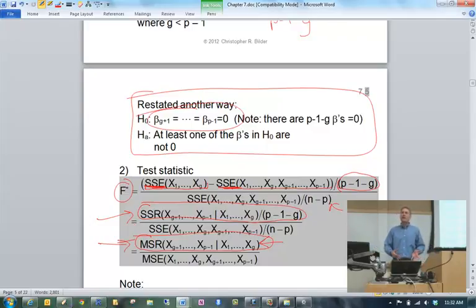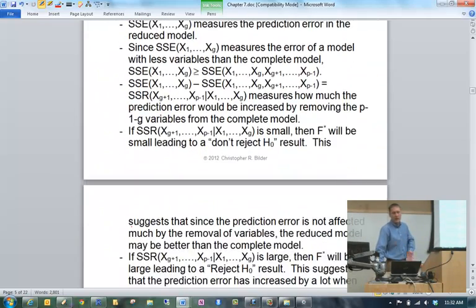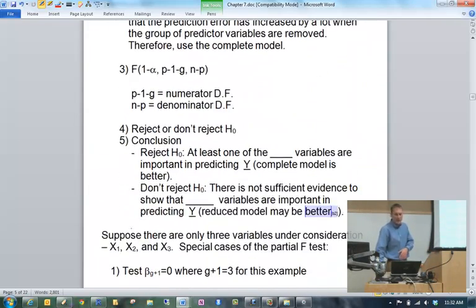So how do we decide if we reject or don't reject H0? Look for large values of F star. Large values indicate something's going on with these additional variables. They are helpful. If I include them in my model, I'm going to reduce my sum of squared errors compared to if I didn't include them. And so that's an intuitive way to think about how this F star comes about.